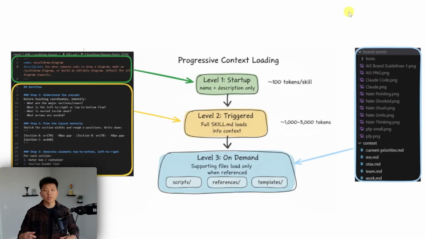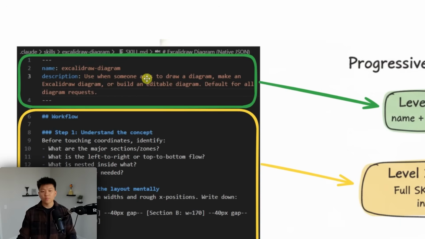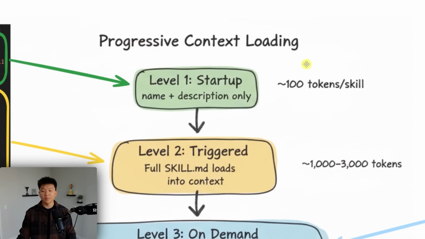Level 1 is the initial search, where Claude Code only looks for the name and the description. So right here you can see, let's say we ask for an Excalidraw diagram. It would basically search through all the skills, but it would only read the YAML front matter. So it would read the name and the description. And typically this front matter is only going to be maybe roughly 100 tokens. So it stays very lightweight.